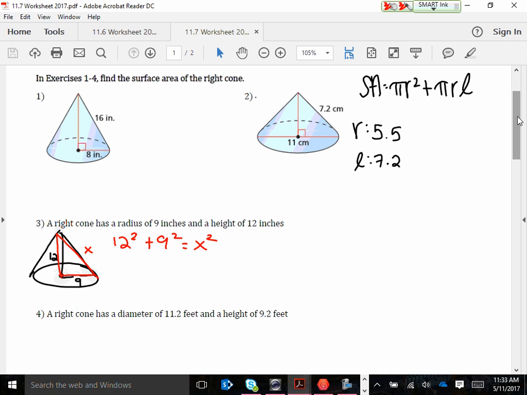And then you would solve for the slant height. So your radius is there, your radius is 9, but you need to do Pythagorean theorem to find the slant height. That is the exact same thing for number 4. However, 4 gives you the diameter, so before you do anything on number 4, you need to cut that diameter in half. So the diameter is 11.2. What is half of 11.2? 5.6 would be your radius, height is 9.2, and then you're using Pythagorean theorem to solve for your slant height. Okay?